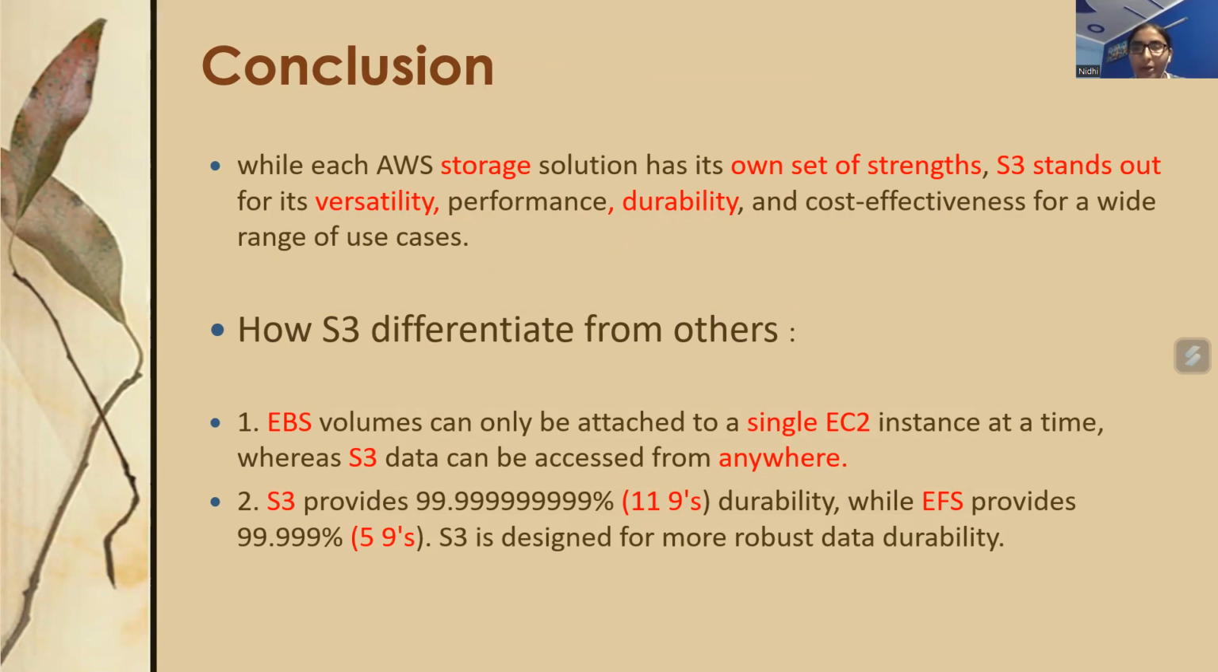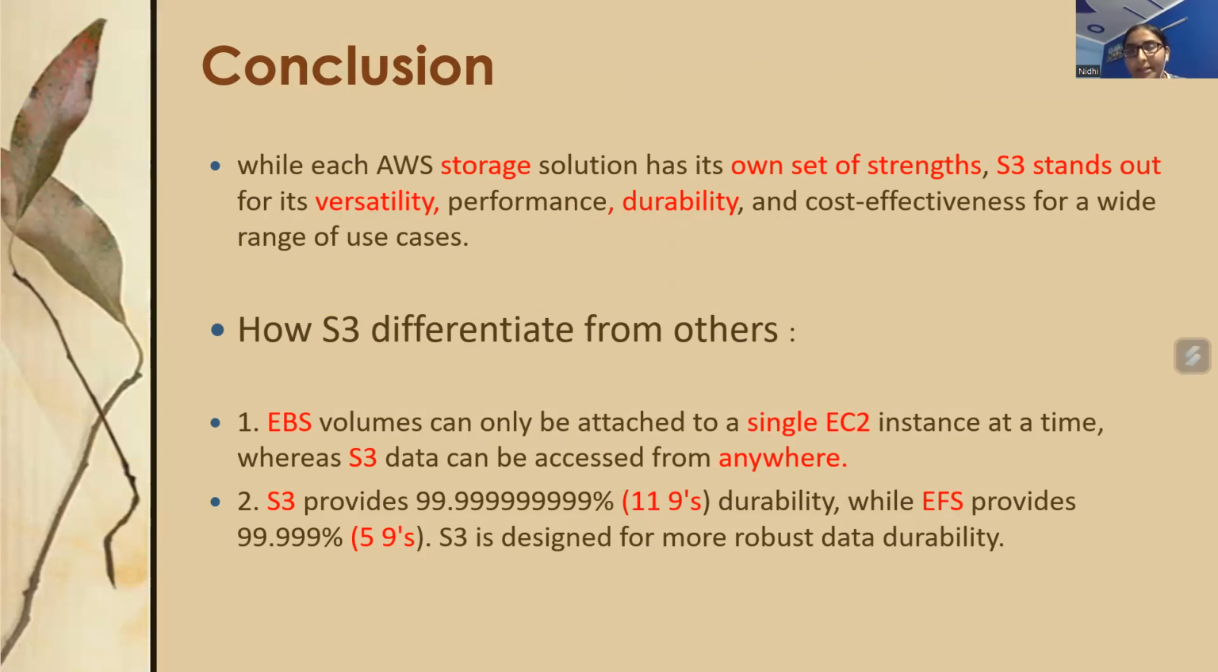We have others also. So let's say EBS, which stands for Elastic Block Storage. It is attached to a single EC2 instance and it can be accessed with that instance only. But with S3, it can be accessed from anywhere, everywhere. Now we will discuss how S3 is different from EFS, which stands for Elastic File Storage. S3 has 99.11 nines of durability, but EFS only 99.5 nines of durability.